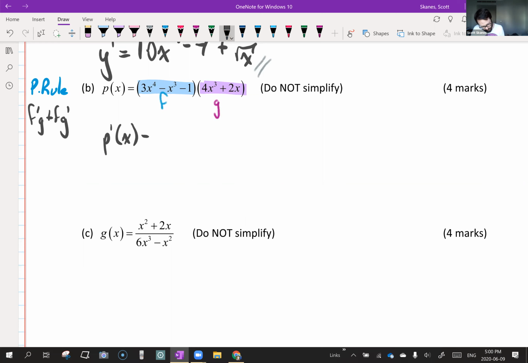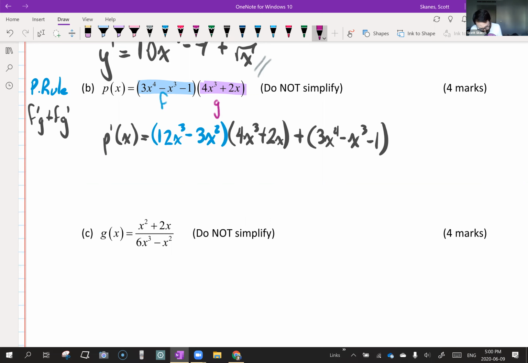You only need one line. Derivative of the first one, times the second one, plus the first one, times the derivative of the second one. All done. It says very clearly, do not simplify. If you simplify, you're just wasting your time.